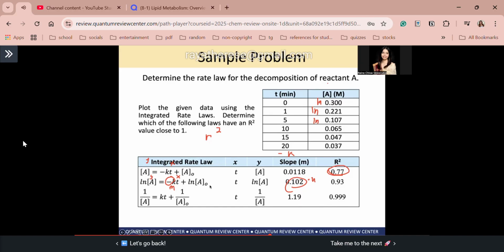And then your R squared, guys, hanapin niyo ulit. For the first order integrated rate law, you would get an R squared equal to 0.93. So guys, this is high. This is close to 1. However, it is still not a perfect fit sa given data niyo. Okay? 0.93, malayo pa yan sa 1. So, therefore, masasabi din natin, guys, na in this case, baka hindi first order ang reaction natin sa data na to.